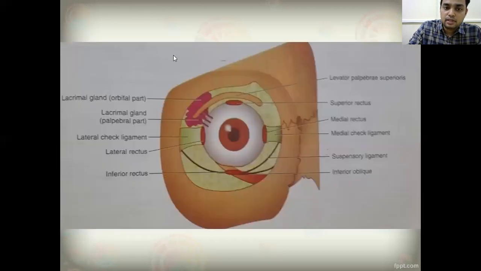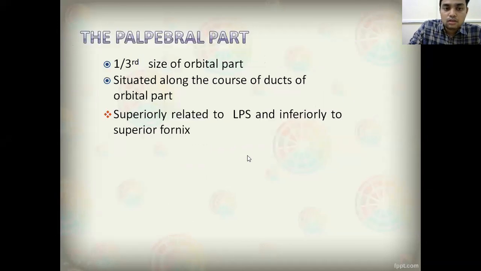So in this picture you can see this is the palpebral part. Superiorly it is covered by the levator palpebrae superioris muscle. Inferiorly it opens into the superior fornix of the conjunctiva. Fornices are nothing but the folds of conjunctiva. This is about the palpebral part of the lacrimal gland.